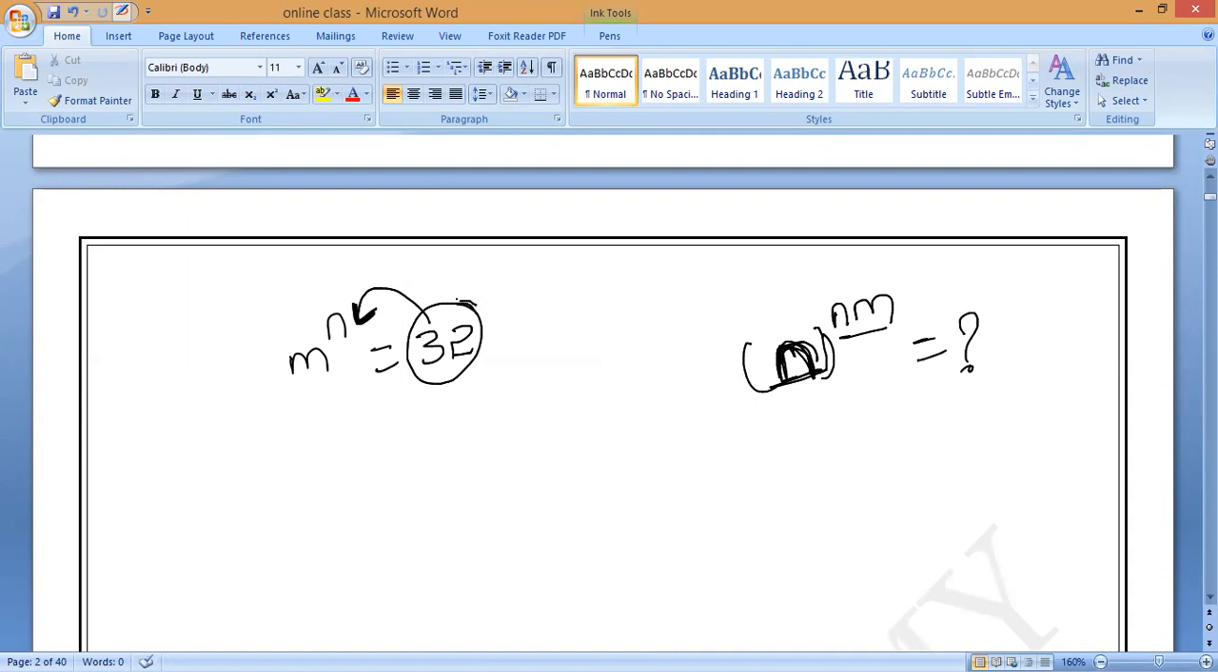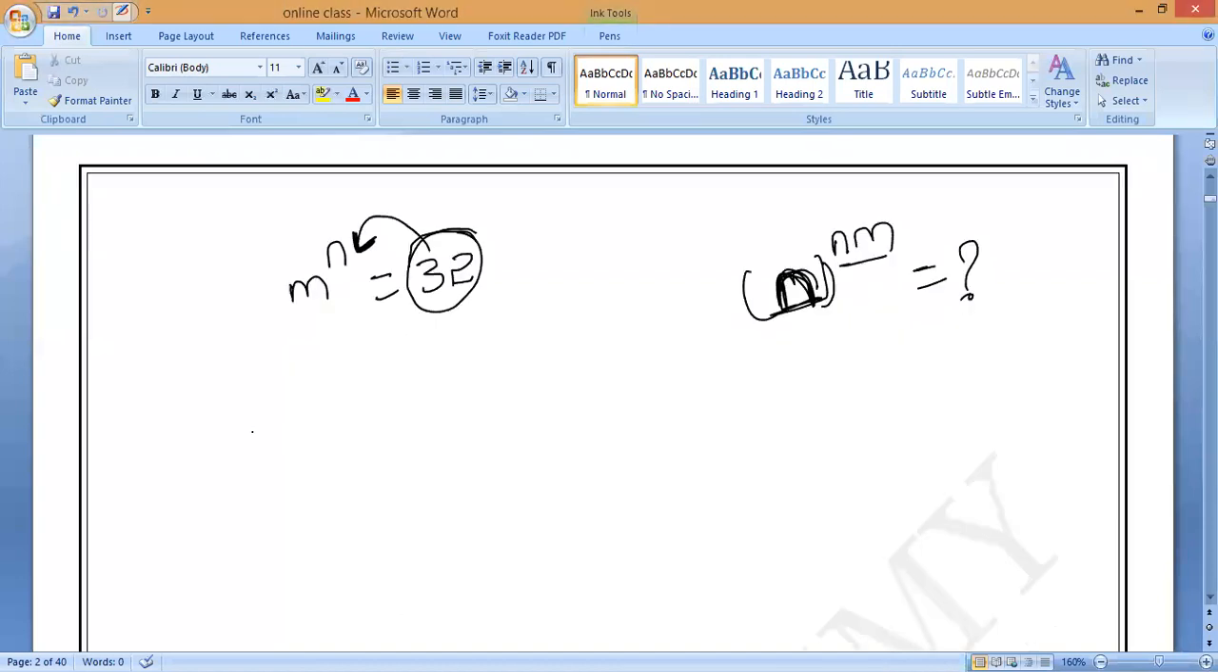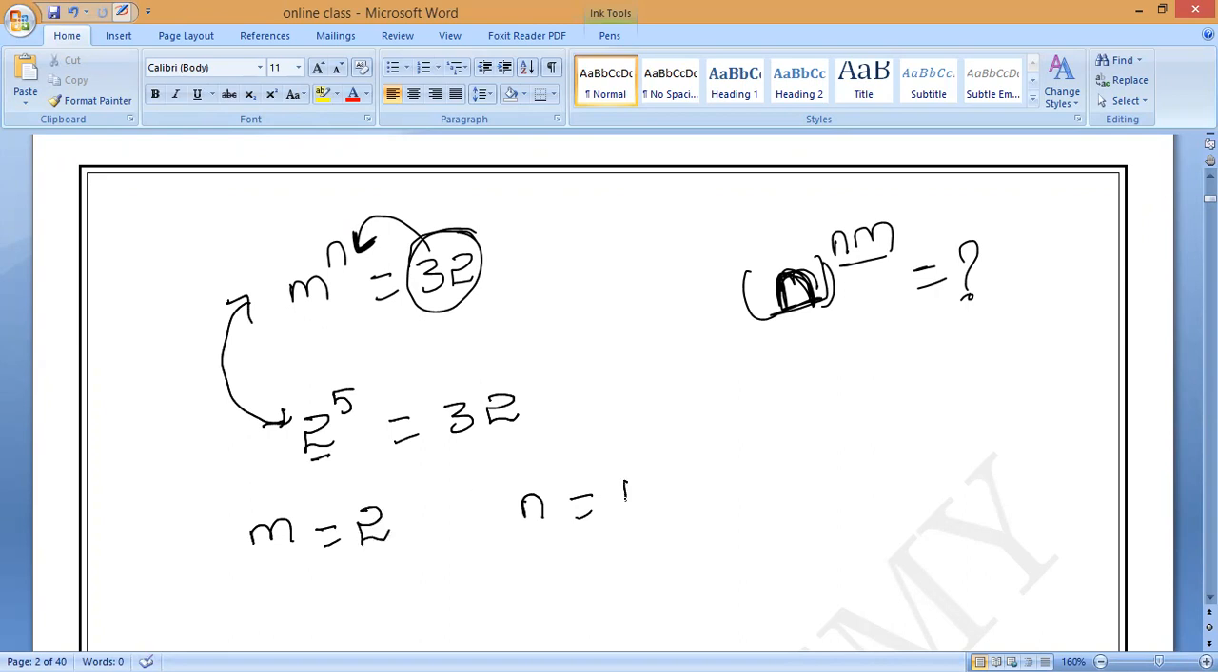So how do we write 32 in the form of m power n? 2 power 5. All of you clear? 2 power 5 is 32. So what is our m and what is our n? Compare these two equations. m is equal to 2 and n is equal to 5.